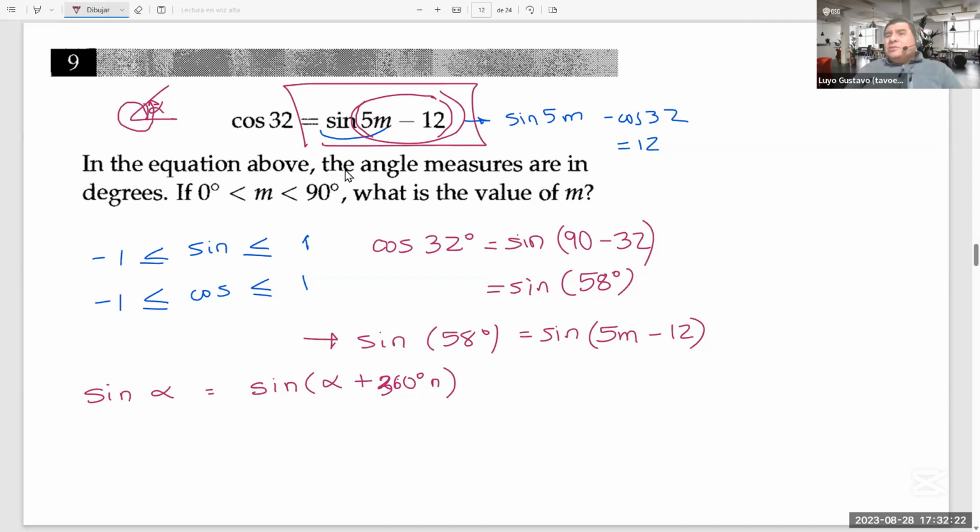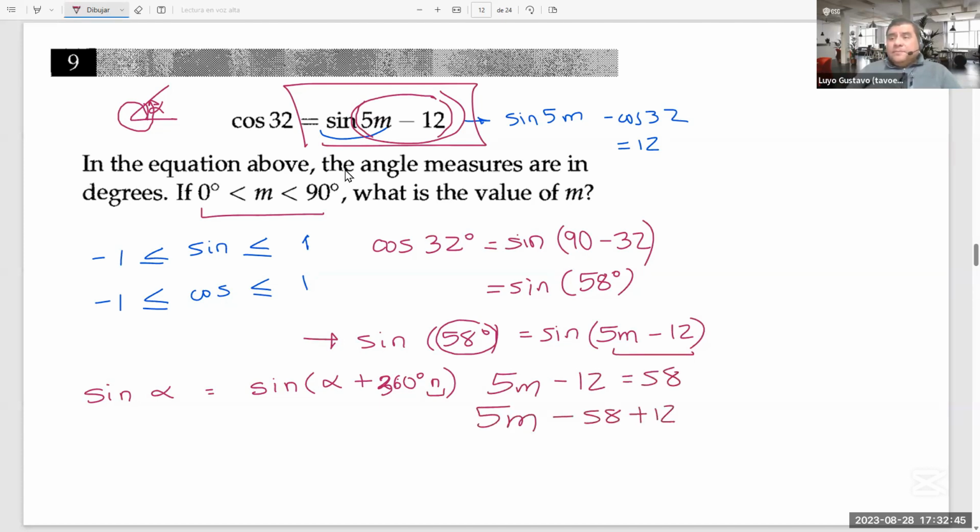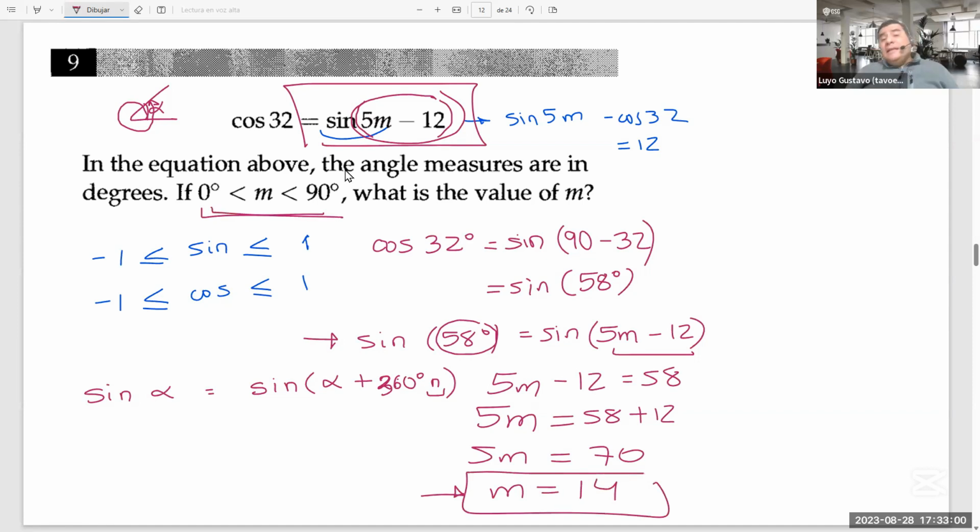But since we are considering a possible value of m that is between 0 and 90, let's first try to equate directly these two values. Let's assume that n is just 0 here, so it's just the two angles match. So if 5m minus 12 equals 58, this would mean that 5m would be 58 plus 12, and this is 70, right? So from this, m equals 14. Since the angle we found fits the interval given, there is our answer already.